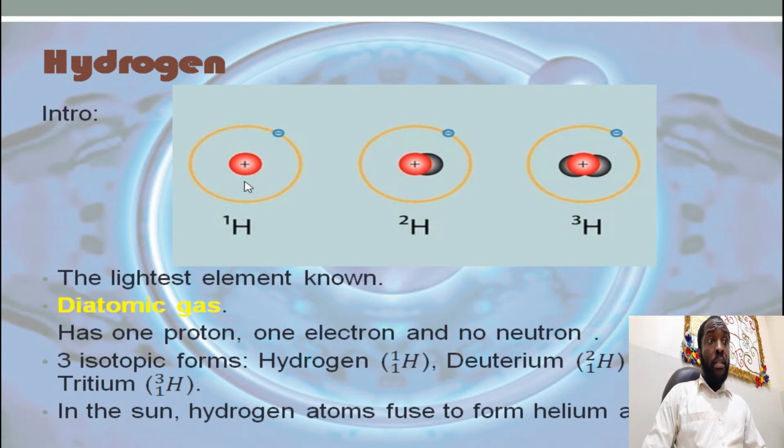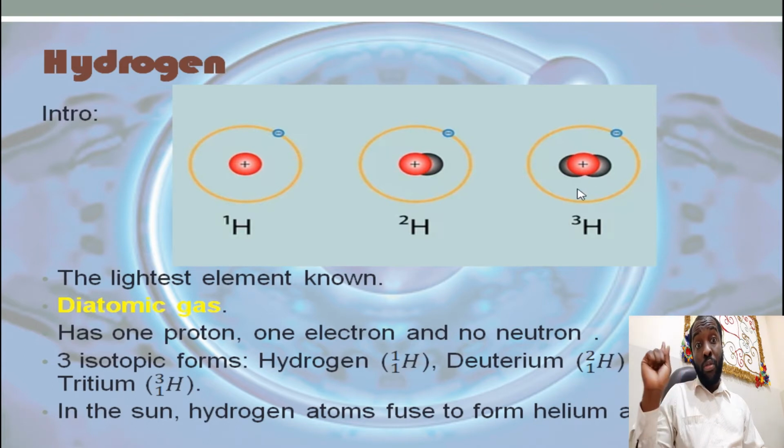Now, secondly, the next isotope is deuterium. Deuterium has one proton, one neutron, giving a nuclear number of 2, and as well one electron. And thirdly, we have tritium. Tritium has one proton and 2 neutrons. Of course, we also have one electron. So the nuclear number for tritium is 3. Now, this tritium is actually radioactive.